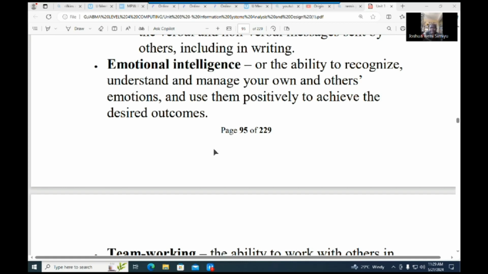You find a way to maneuver around to deliver that message. So you should have the ability to recognize somebody who is weak in terms of emotions. You should have the ability to understand somebody's emotions. You should have the ability to manage both your emotions and another person's emotions. Make sure after understanding that, you use them positively to have a desired outcome.